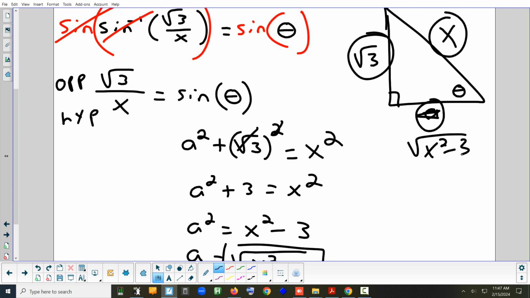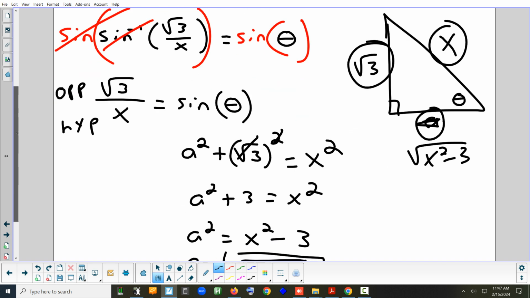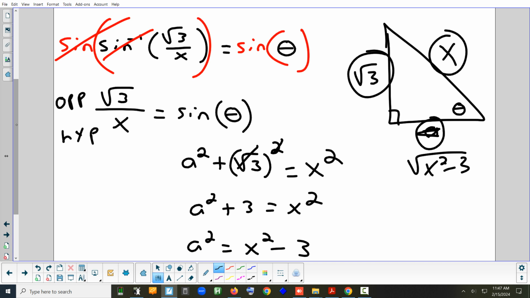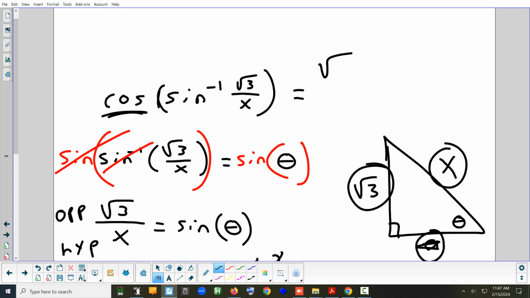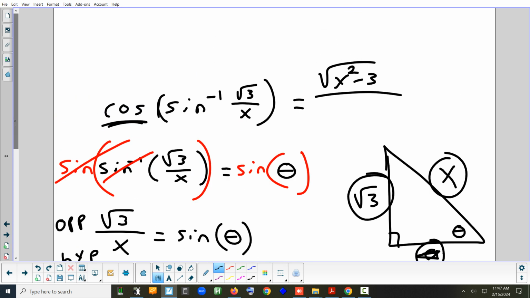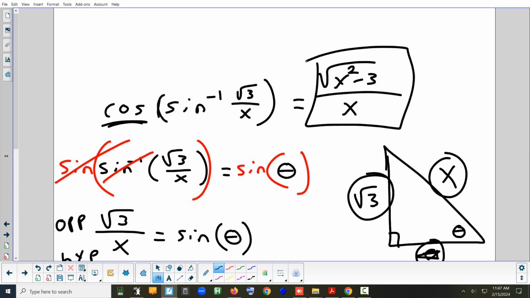Now they want us to take the cosine of that picture. Cosine is adjacent over hypotenuse. What's the adjacent in that picture? Square root of x squared minus 3 over the hypotenuse, which is x. And I'm not going to check this one, but if you put what's on the left in y1 and what's on the right in y2, they should work the same.